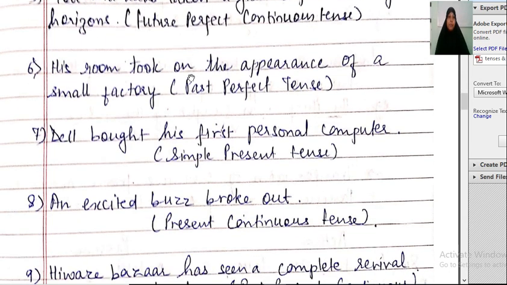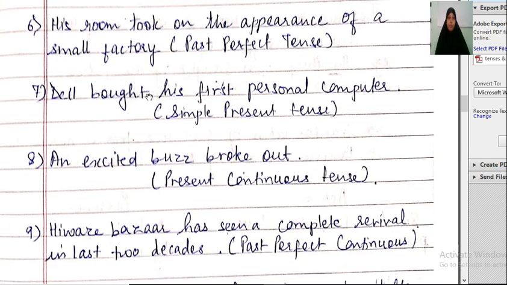Next sentence: his room took on the appearance of a small factory. Now this sentence you have to change into past perfect tense. So what will it be? His room had taken. Past means what? Had. And perfect tense means what? The action which has been completed in the past. So it is the past participle of the verb. So what will you write here? His room had taken on the appearance of a small factory.